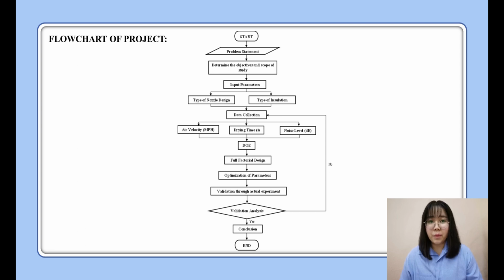After the data collection has completed, the design of experiment, DOE, begins by analyzing the output responses using the full factorial design. Once all three of the responses have been analyzed, optimization of parameters takes place, and the optimized parameters will be validated through actual experiments. Once the result of the optimization is validated, a conclusion can be drawn. Otherwise, repetition of steps starting from the data collection will be needed.